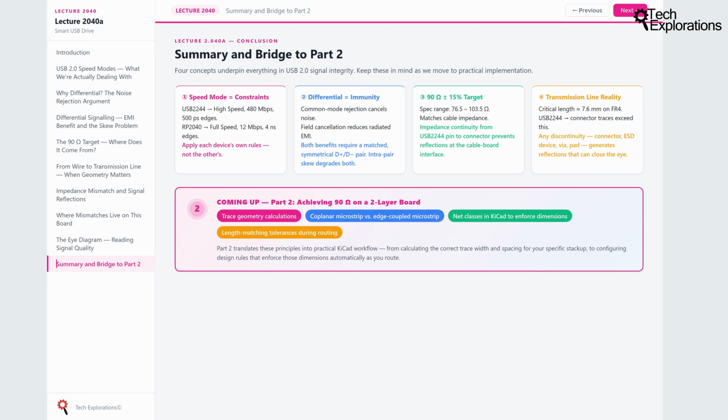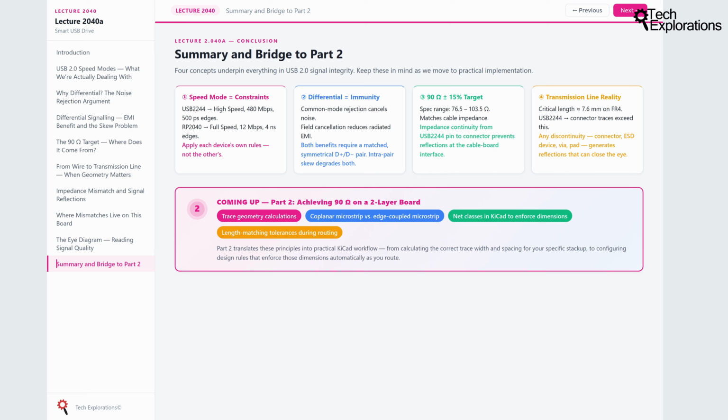Second, differential signaling provides noise immunity through common mode rejection and reduces radiated EMI through field cancellation. Both benefits depend on routing D+ and D- as a matched symmetrical pair. Intra-pair skew degrades both. Third, the USB 2.0 specification requires 90 ohms differential impedance plus or minus 15%. So that's between 76.5 and 103.5 ohms. This target matches the cable impedance. Impedance continuity from the USB 2244 pin to the connector prevents reflections at the cable board interface.